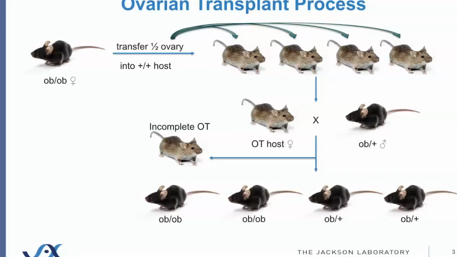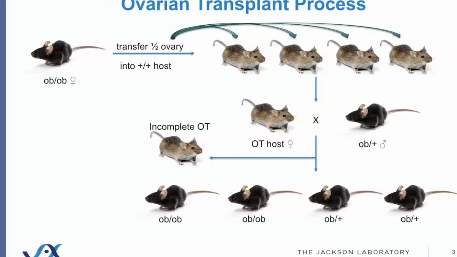There are issues that you can have with the ovarian transplant process in which you can have an incomplete OT. When that happens, you would produce mice that are of the original coat color of the host. And that tells you there are 2 different things that can happen. Either you have a partially incomplete OT, in which some mice within the litter will have the same coat color as your host, or you may have an entire litter that is the same coat color as your host.